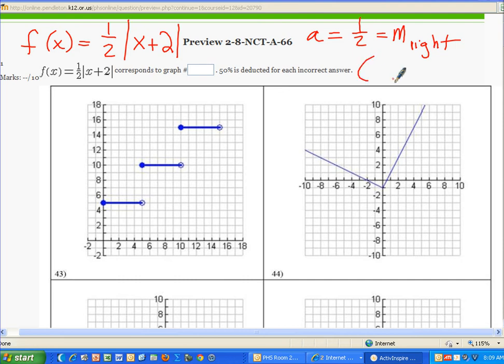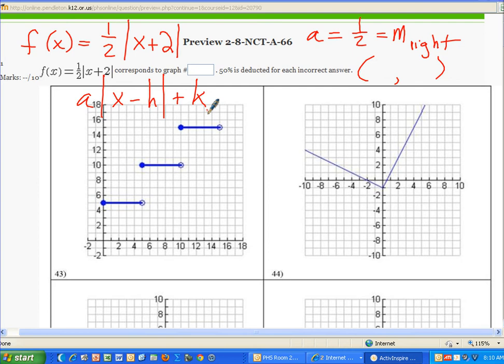Those are H and K, right? Not -2, right? -2, because we're comparing this to the standard form, which is A times the absolute value of X minus H, plus K. So we just want to know what values we would plug in for A and H and K to get this. That's not hard to do.